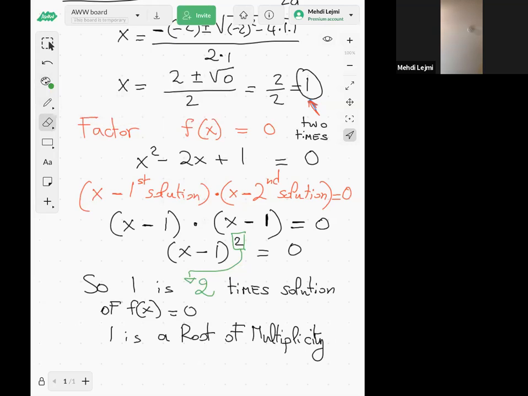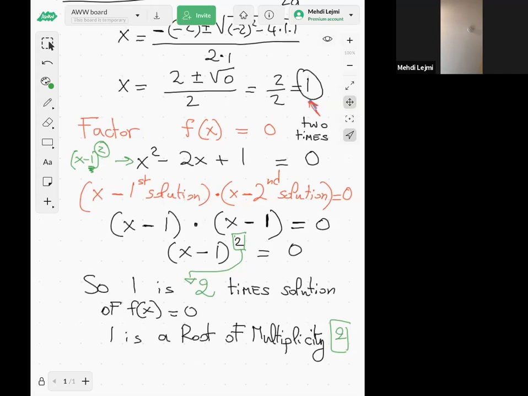And that's because when you factor x squared minus 2x plus 1, you have x minus 1 squared, right? So 1 is of multiplicity 2, because when you factor, the power of x minus 1 is 2. All right? Well, anyway, this is just our first example. So let's have one more example.